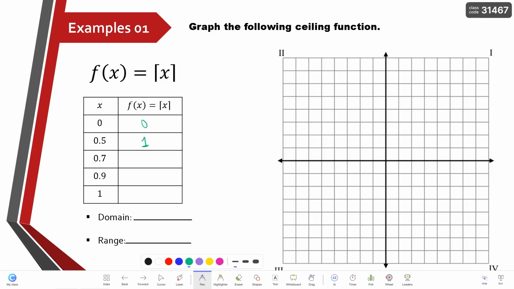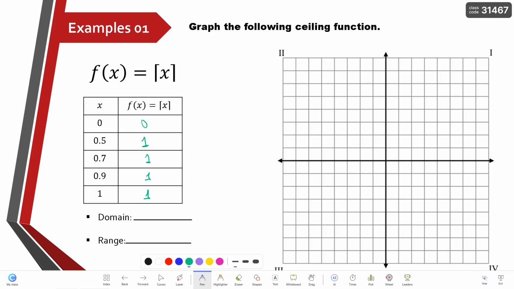This one is the smallest integer that is higher than 0.5, because there are many integers that are higher than 0.5. Same as 0.7, so 0.7 will be rounded up, it's going to be 1, and 0.9 will be 1. Once we reach 1, this one would be equal to 1.